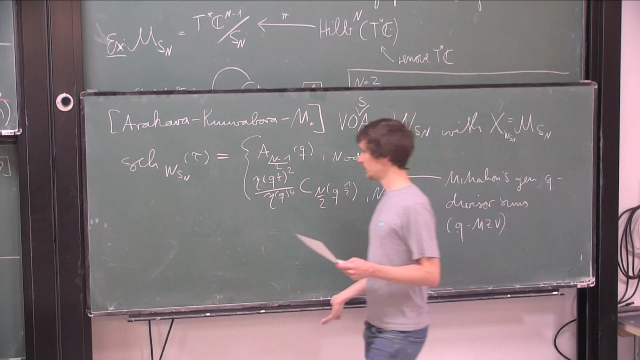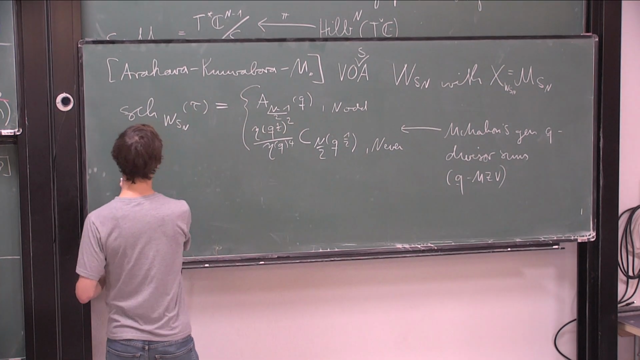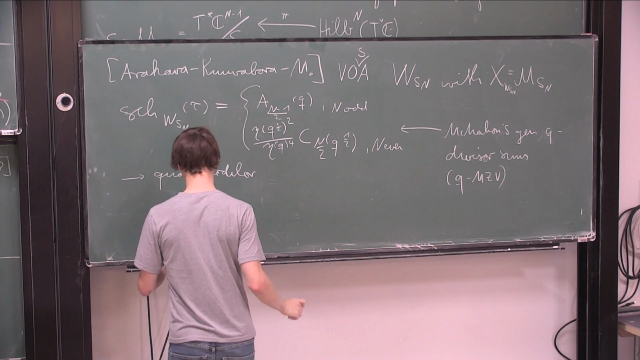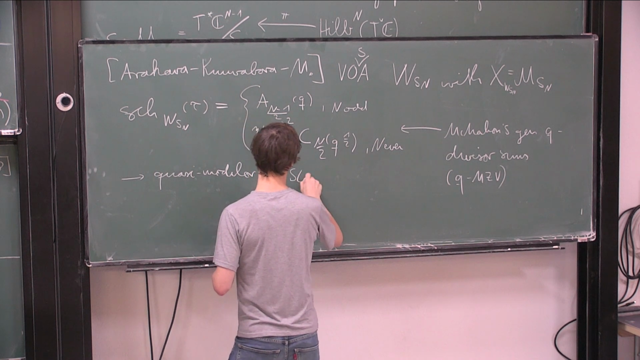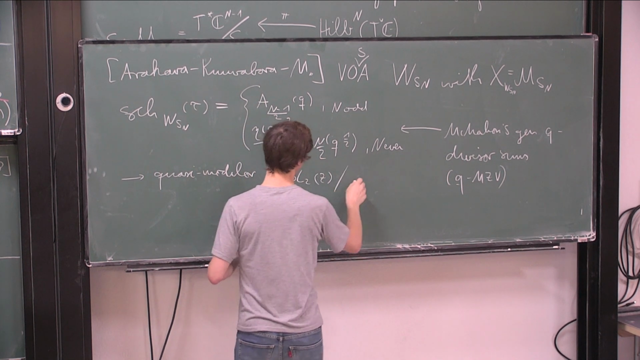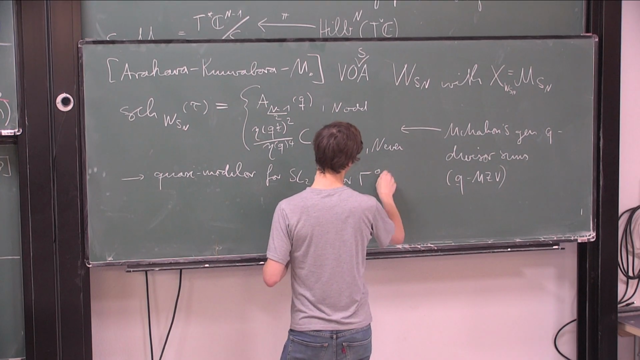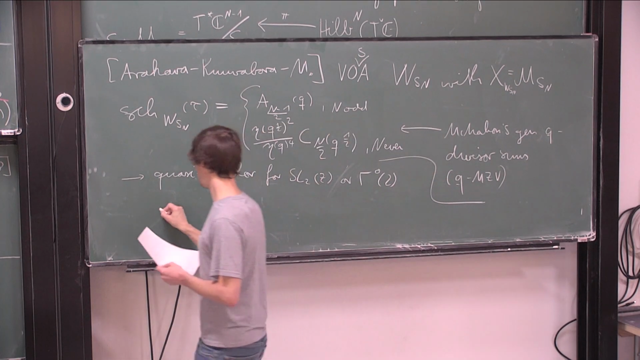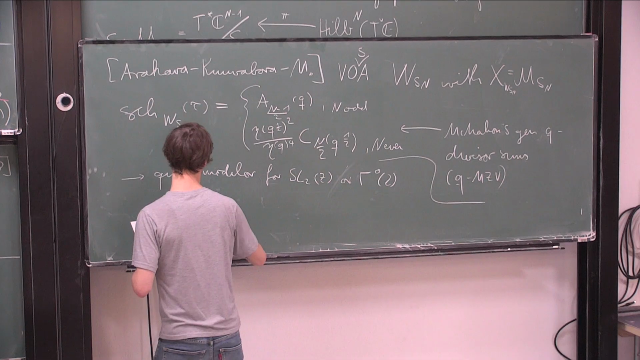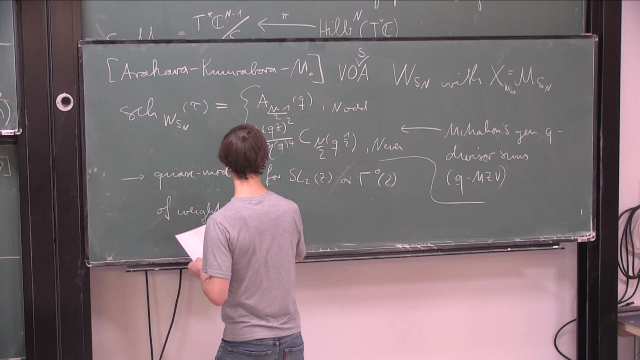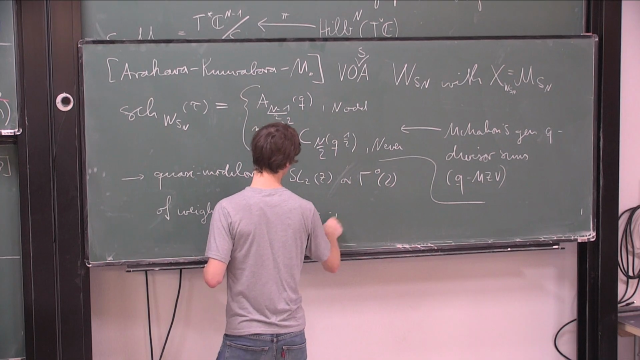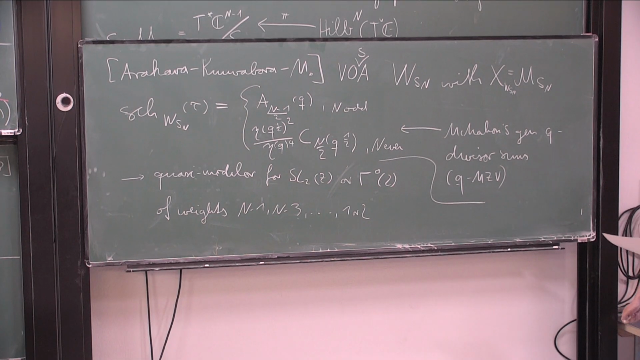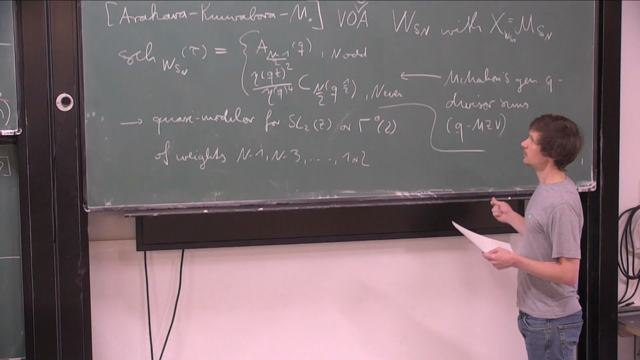And here they are nice quasi-modular forms of mixed weight. So these are quasi-modular for either SL2(Z) in one case, or for Gamma_0(2), and they have mixed weight. The highest one is n minus 1, n minus 3, and then up to 1 or 2. We decrease by 2. So that's what you see here.